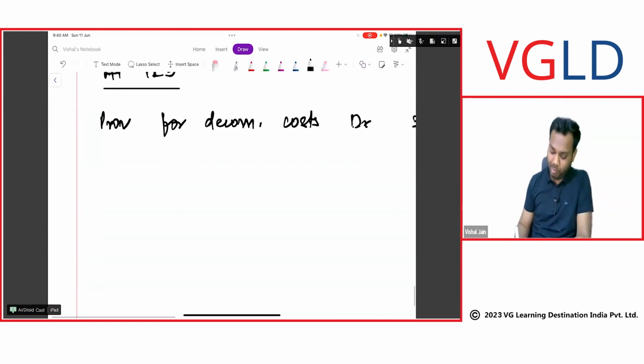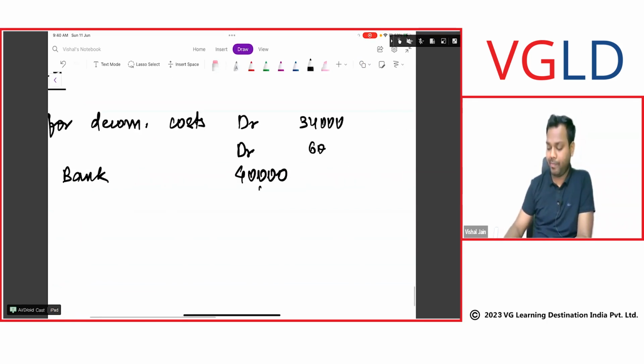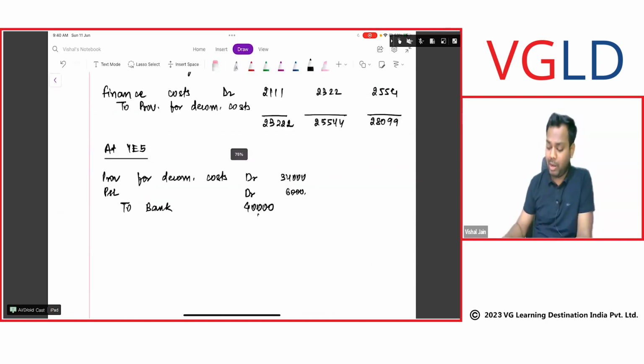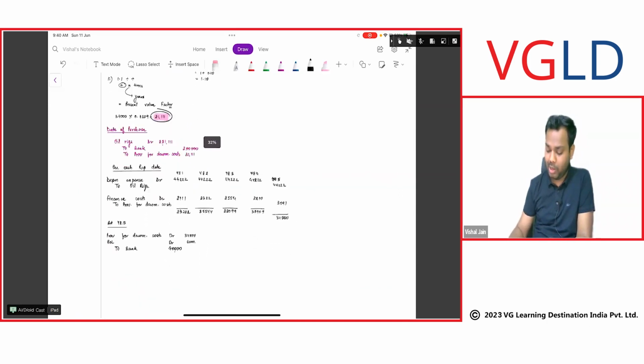Let's suppose I incurred an amount of 40,000 through the bank. So what will happen? I will transfer the rest to the P&L account, debit 6,000. That's all. Simple. So this is how the decommissioning cost has to be accounted for. I believe you have understood the concept.